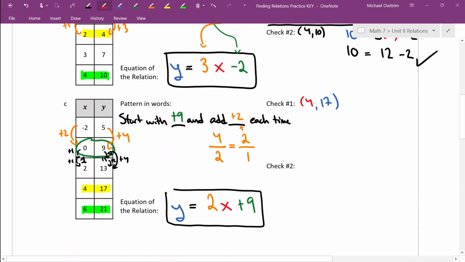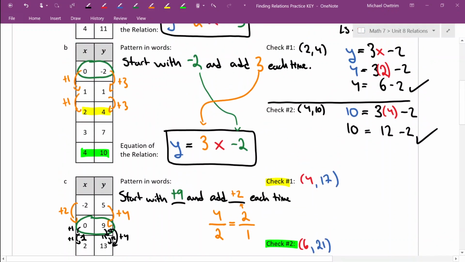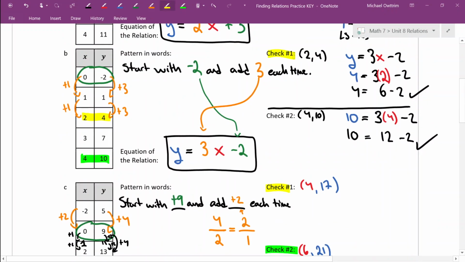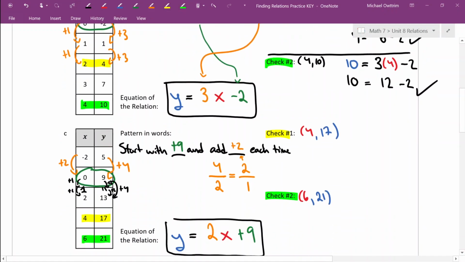And the second point, an x of 6, should create a y of 21. And that's my green one, and this is my yellow. I guess I missed that up here. That one's yellow, and that one is green.